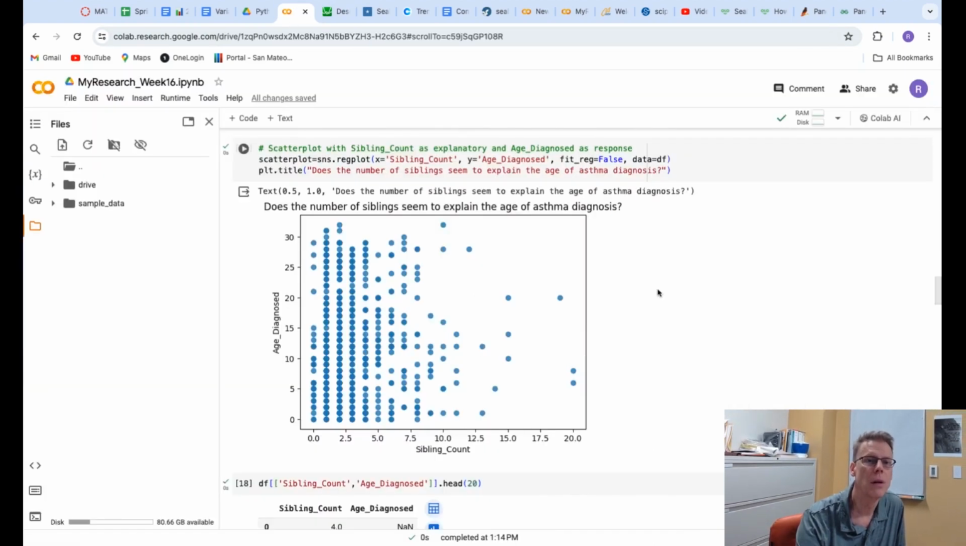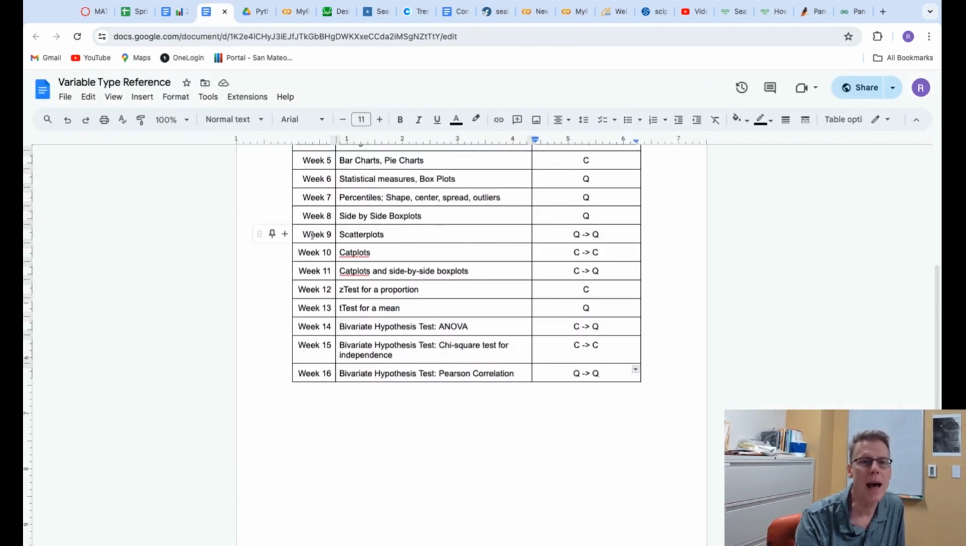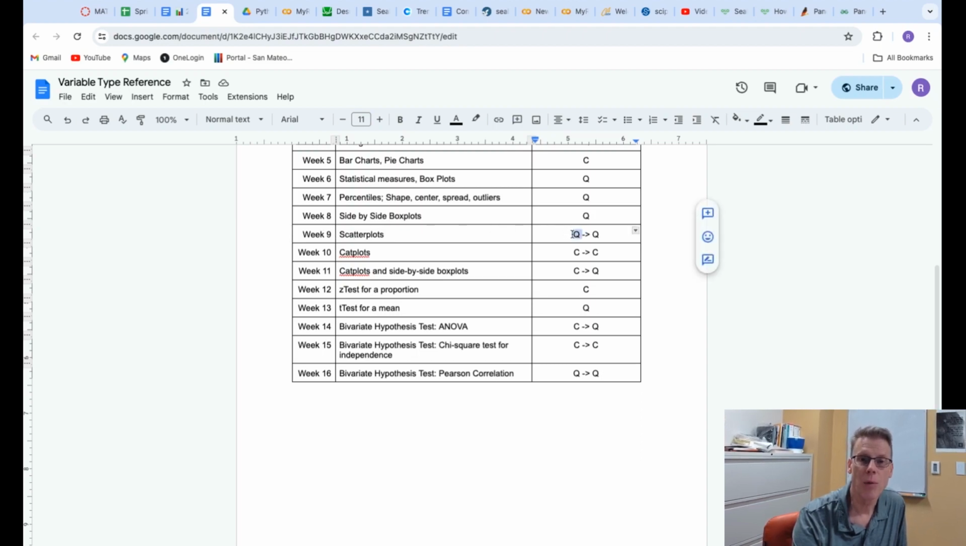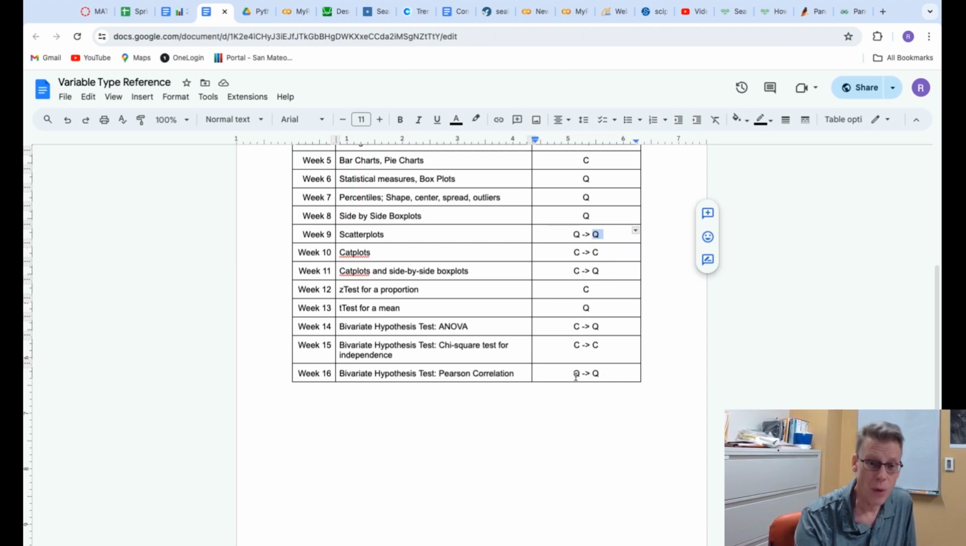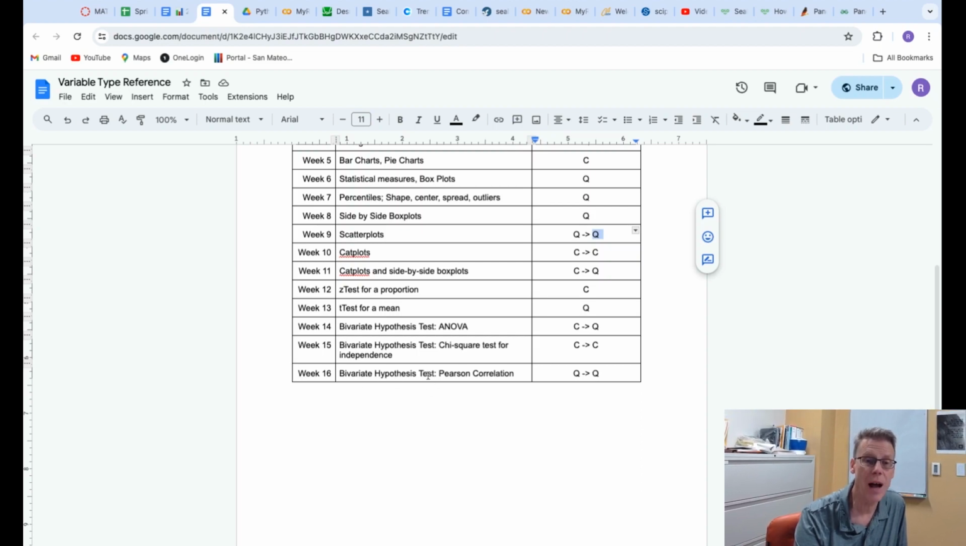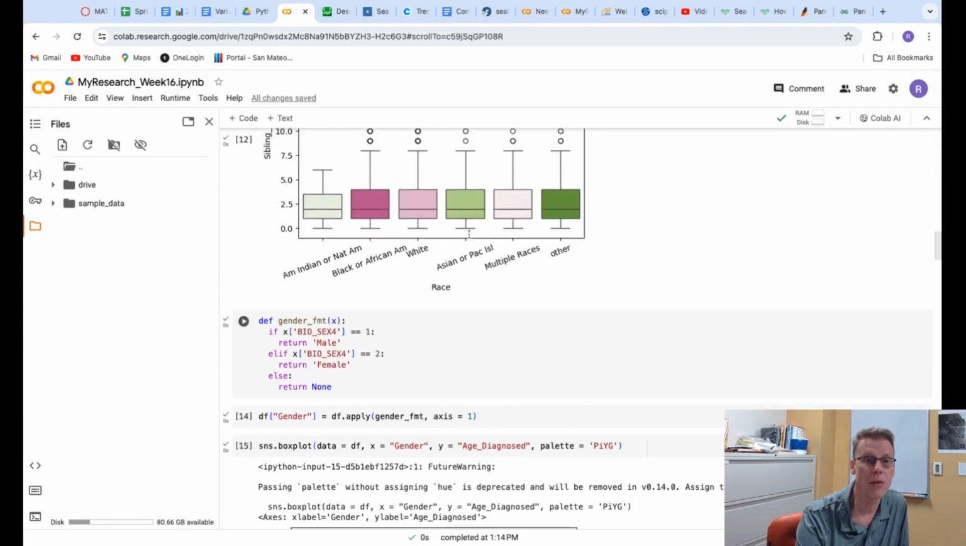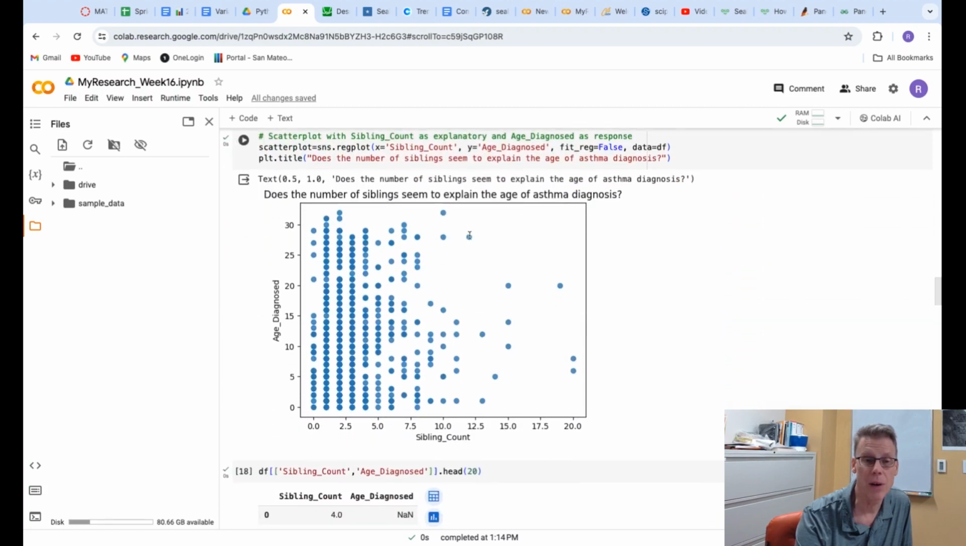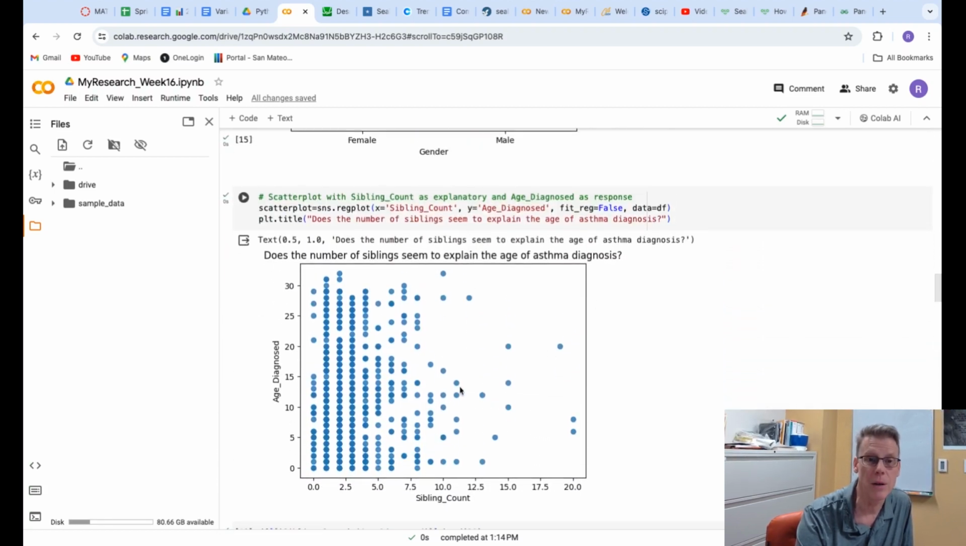Let me go to Python. So I'm starting with, let me just remind myself where I got this. Yeah, I started with week 9. Week 9 did the scatter plots, where quantitative was the explanatory and quantitative was the response. And because this Pearson correlation hypothesis test also has quantitative as the explanatory and quantitative as the response, when I made the week 16 file, I did a save as on the week 9 file, because all of that data management and all the stuff that's up here is with my quantitative variables, and I'm kind of set up to do what I need to do. And this is kind of where week 9 ended.